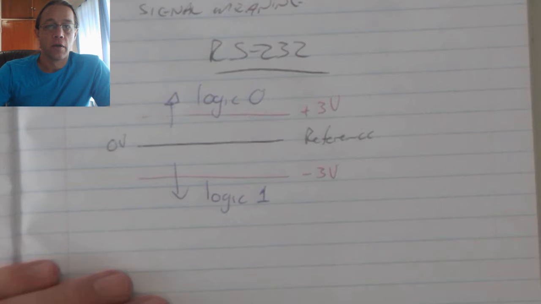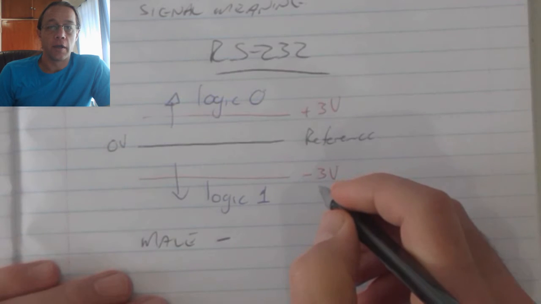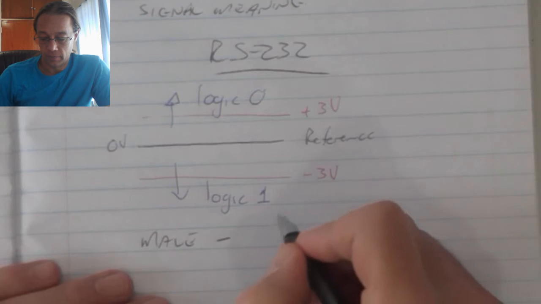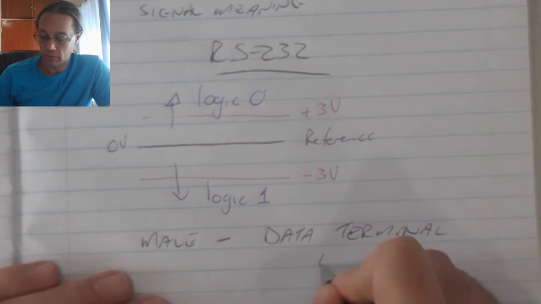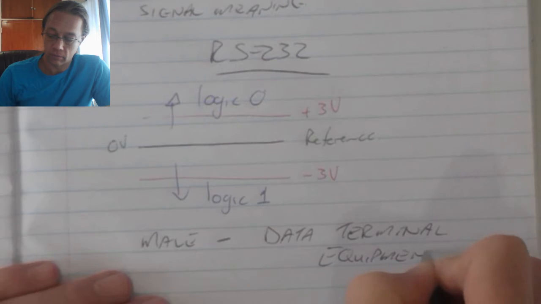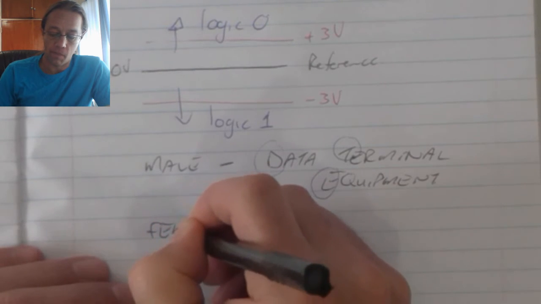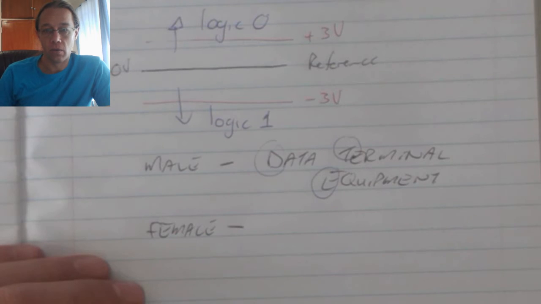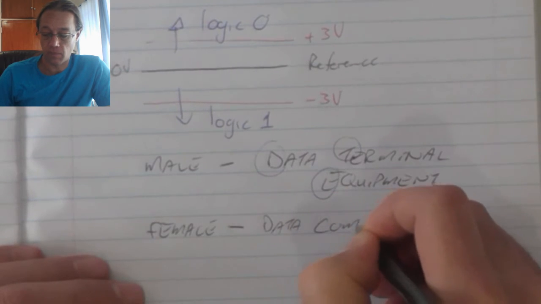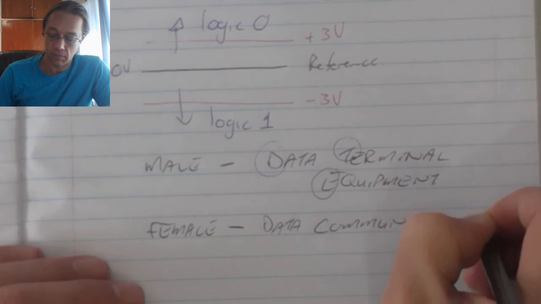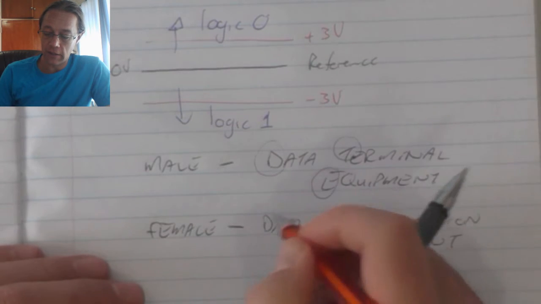The male and female connectors are referred to as the data terminal equipment, or the DTE, and the female connector is called the data communication equipment, or the DCE.